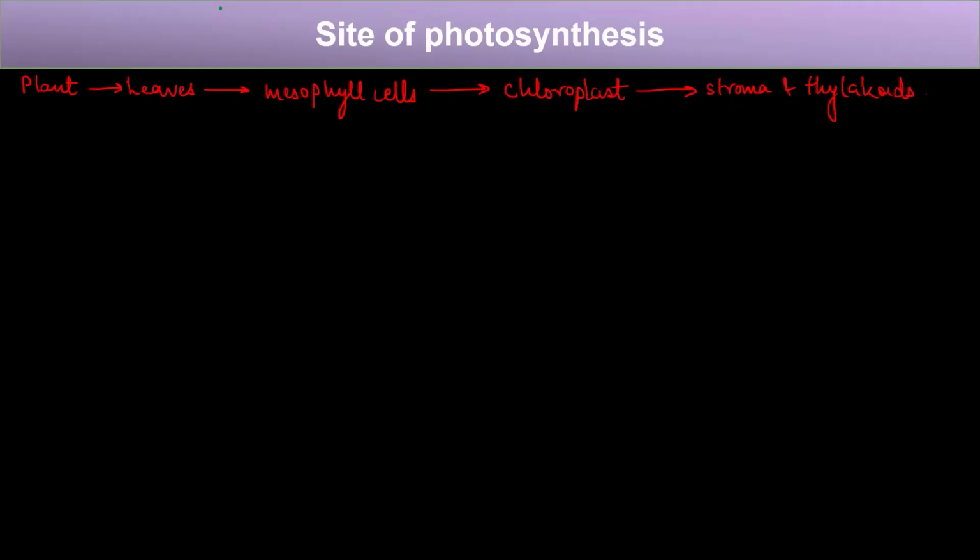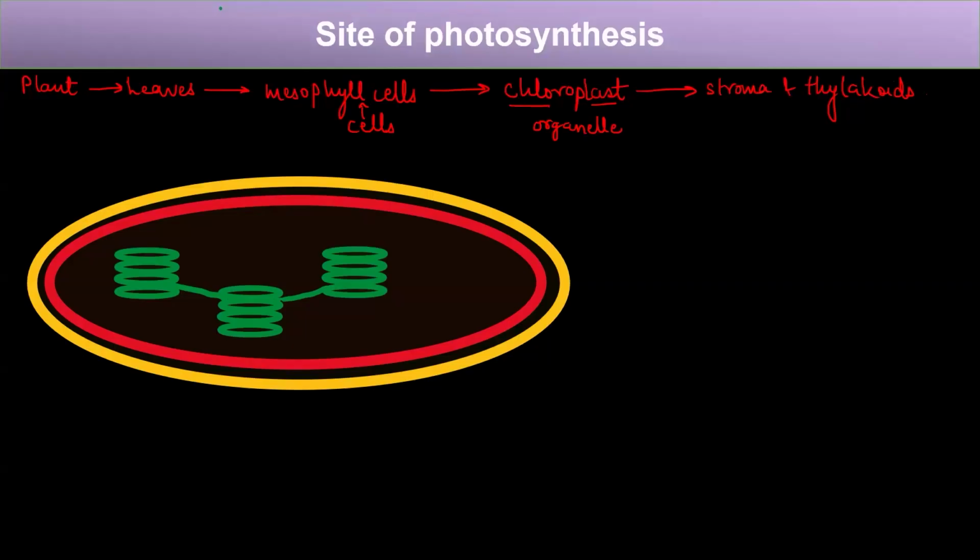Okay, so this is the site of photosynthesis. If someone asks about the organelle of photosynthesis, the organelle will be chloroplast. And if someone talks about the cell, the cell is the mesophyll cell. Okay. Now let's look at the structure of the chloroplast. So in the chloroplast, what all things do we have?